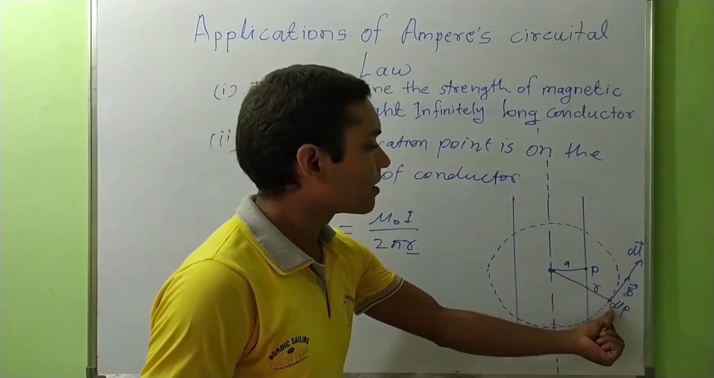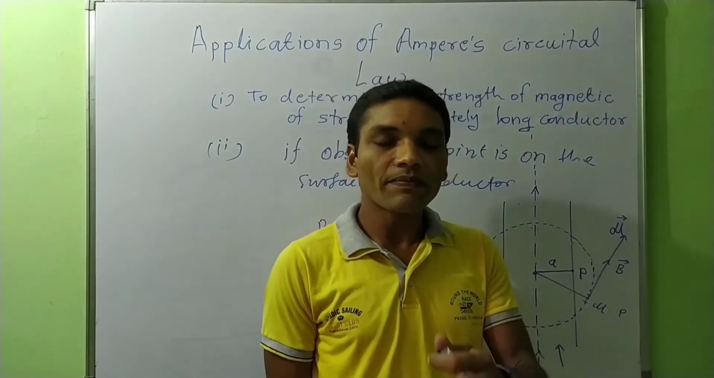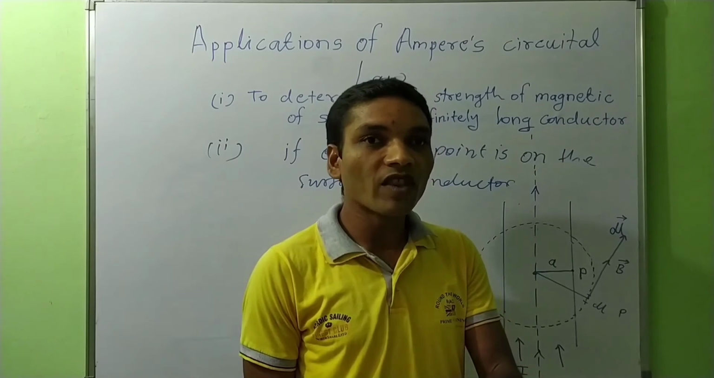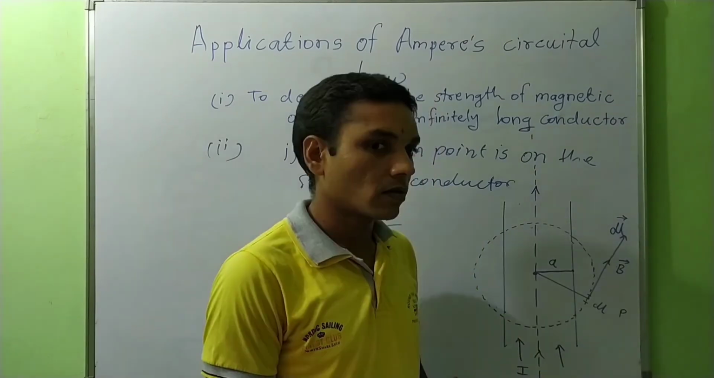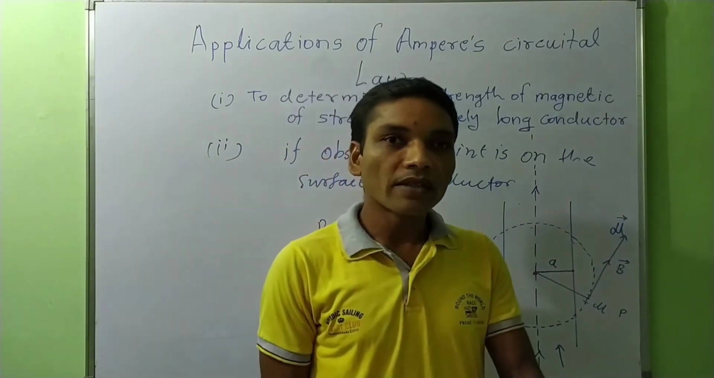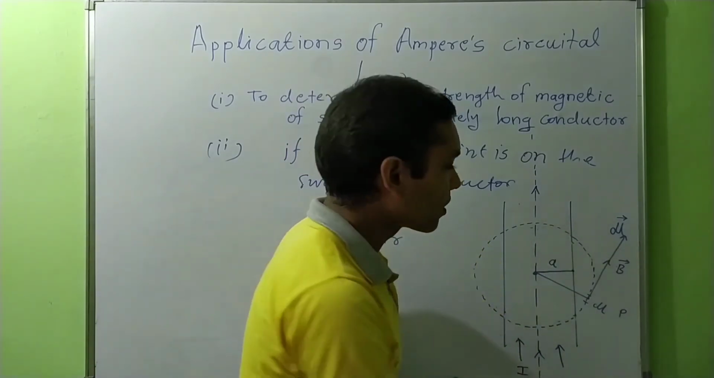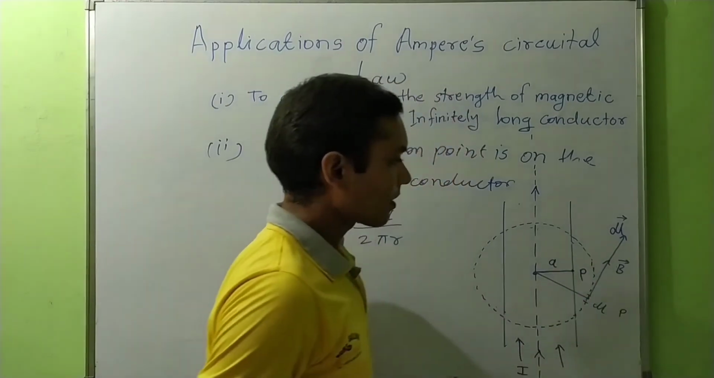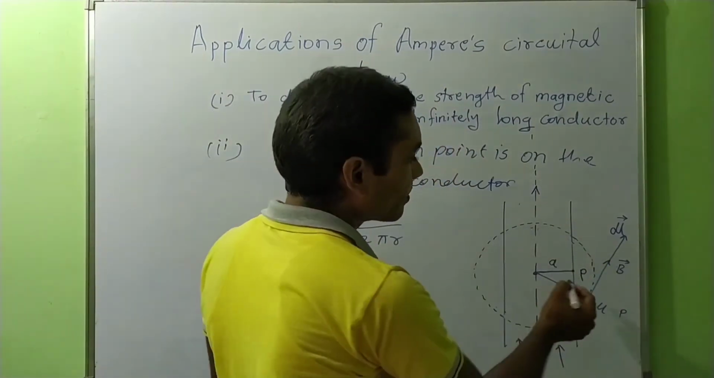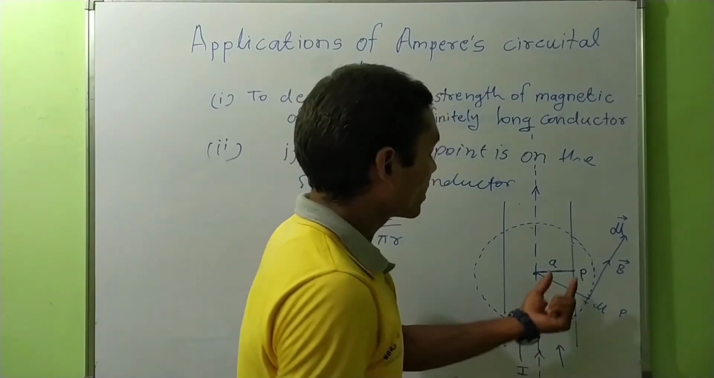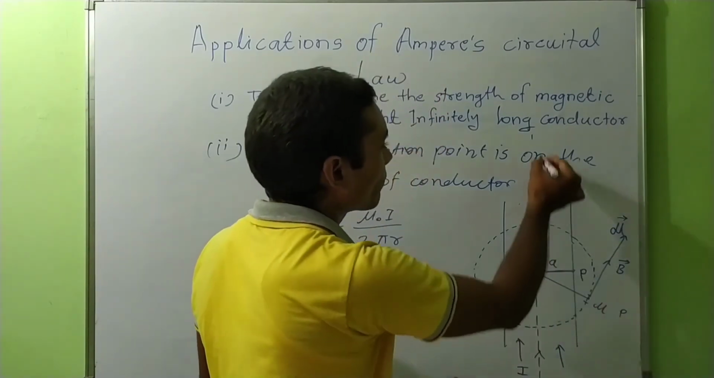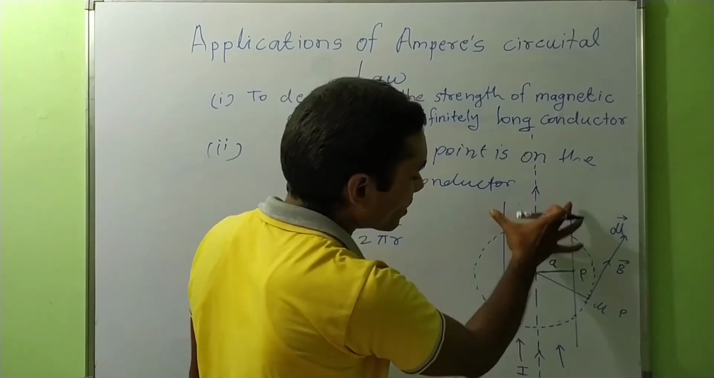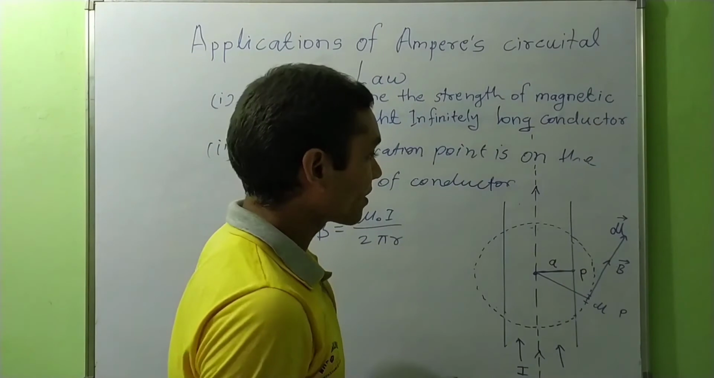Okay, that is this. Students, if we have to determine the strength of magnetic field on the surface of the straight current carrying conductor, it means the observation point will be taken on the surface of the conductor like that here. So what is the distance of this observation point? The distance of the observation point from the axis of the conductor will be equal to the radius of this straight current carrying conductor.